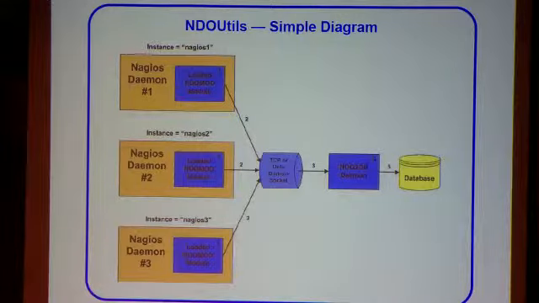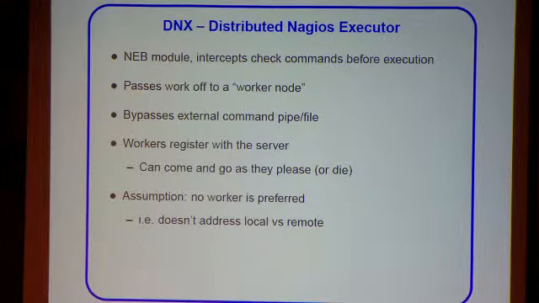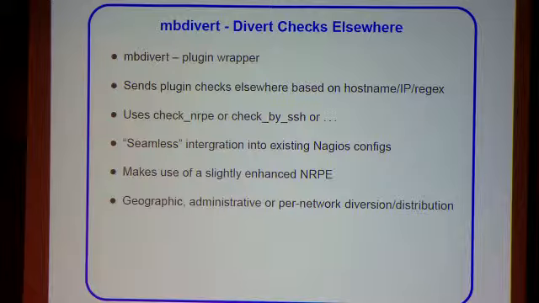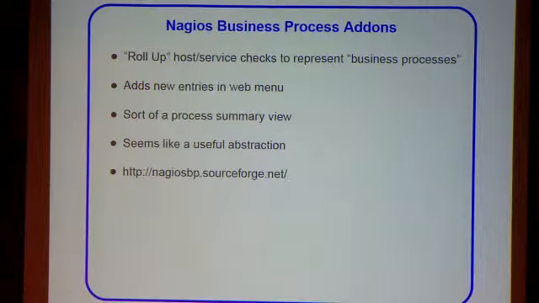Event broker stuff, NDO utils, DNX. This is my thing I wrote, so I want to get into somewhere else, and this is a wrapper around other stuff, and I'll talk about this tomorrow as well. But a wrapper around a thing does things differently based on other information it has available. And I think it's really cool, but then I wrote it.